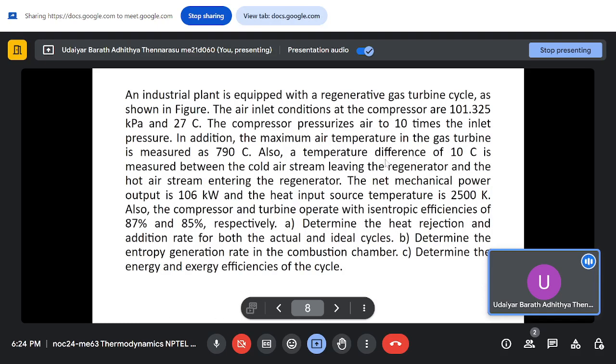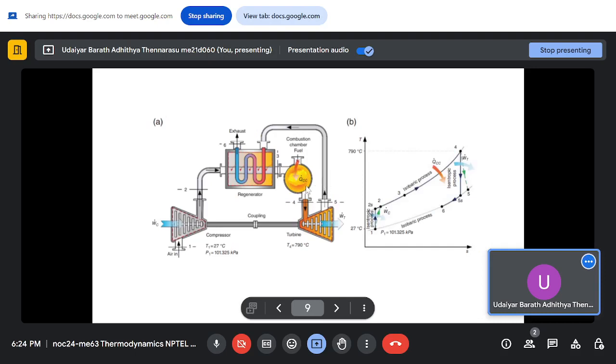Here in the problem they have also given a temperature difference of 10 degrees Celsius, measured between the cold air stream leaving the regenerator and the hot air stream entering the regenerator. So here the cold stream is your state 2 to 3.